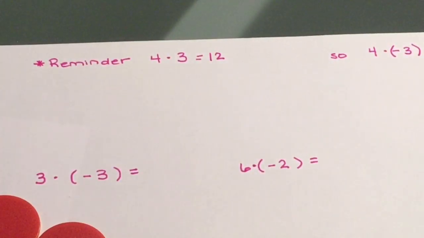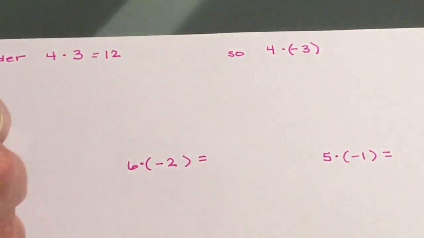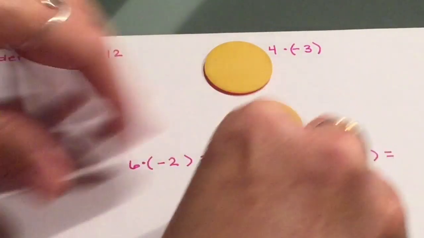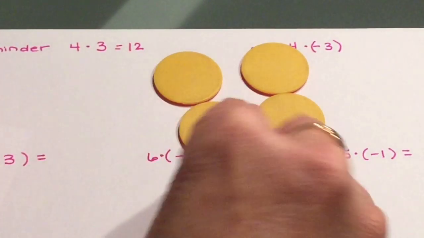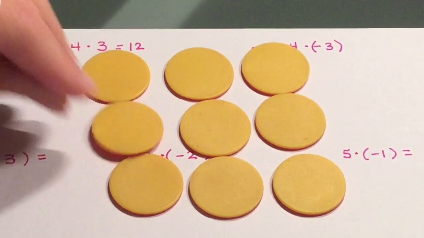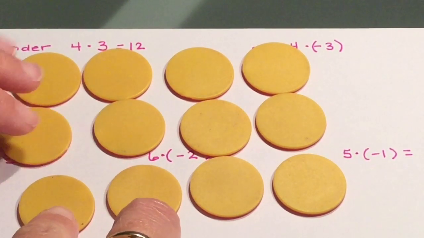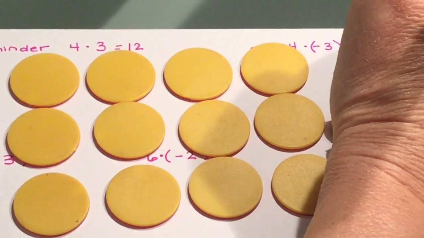Okay, so if I then decide to look at 4 times negative 3, it means I have 4 sets of negative 3. So there's a set of negative 3. There's a set. There's a set. And then we have one final set here. So we have 4 sets of negative 3. And so you notice they're all yellow, and there's 12 of them. So we end up with a negative 12 there.